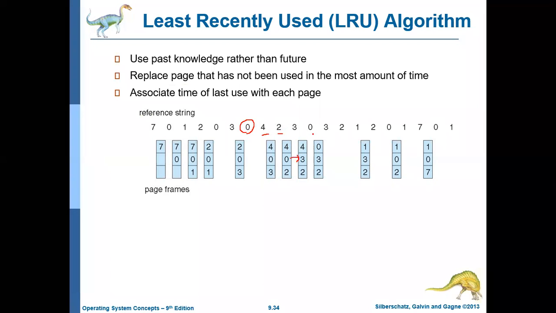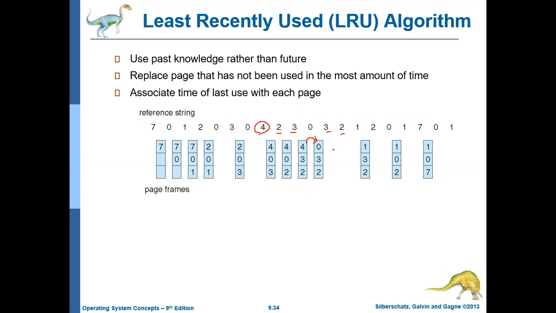Okay. Next is 0. 0 is not in the memory. So again, to work out, the most recently used is 3, next most recently used is 2, and the least recently used is 4. So 4 will be replaced by 0. Next is 3. 3 is in the memory, no page fault. Next is 2. 2 is also in the memory, there is no page fault.